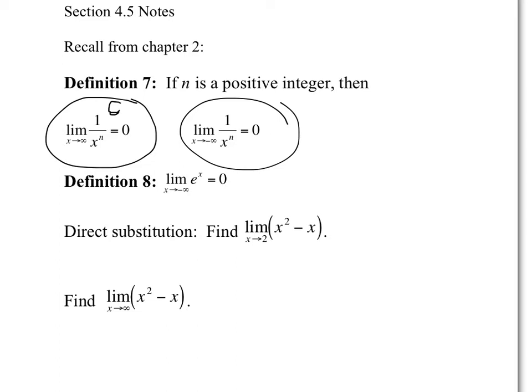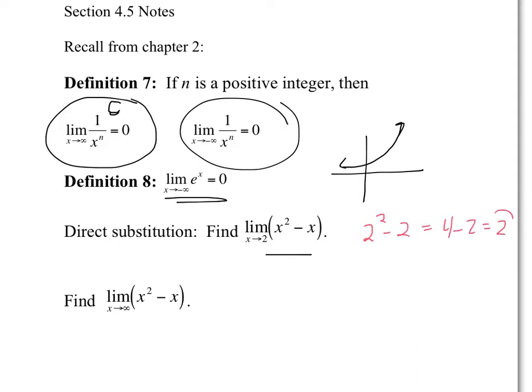All right, and then just really quickly, a reminder on this one as well: if we think about the e to the x graph, we know that there's an asymptote at 0 here, and so as I approach negative infinity, I'm going to approach that 0. We also learned back in chapter 2, direct substitution: if we can, the first thing we do when trying to find the limit is plug that number in. So we would have 2 squared minus 2, which equals 4 minus 2, or 2. So we know that the limit for this function is 2.